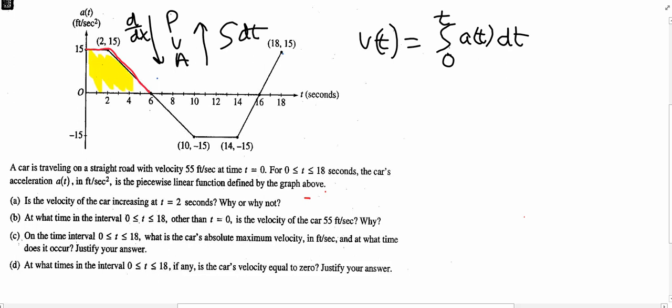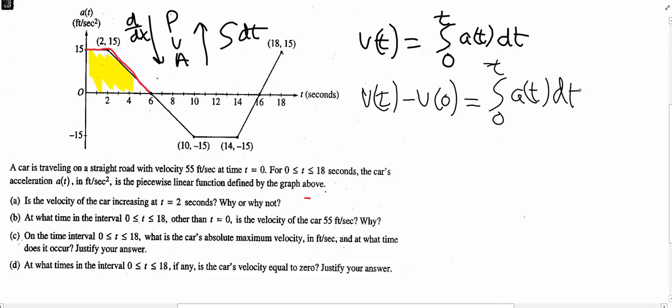So what do I know about the integral? I know that v of t minus v of 0 is equal to this integral, right? I mean, that's what you do when you take the integral. You find the antiderivative, you plug in the t value, you subtract the bottom number, which is 0 in this case, but we already know that this value right here is equal to 55. So it's minus 55, right? So if I add it to the other side, my velocity at any time along this curve is going to be my initial velocity plus whatever area I accumulate.